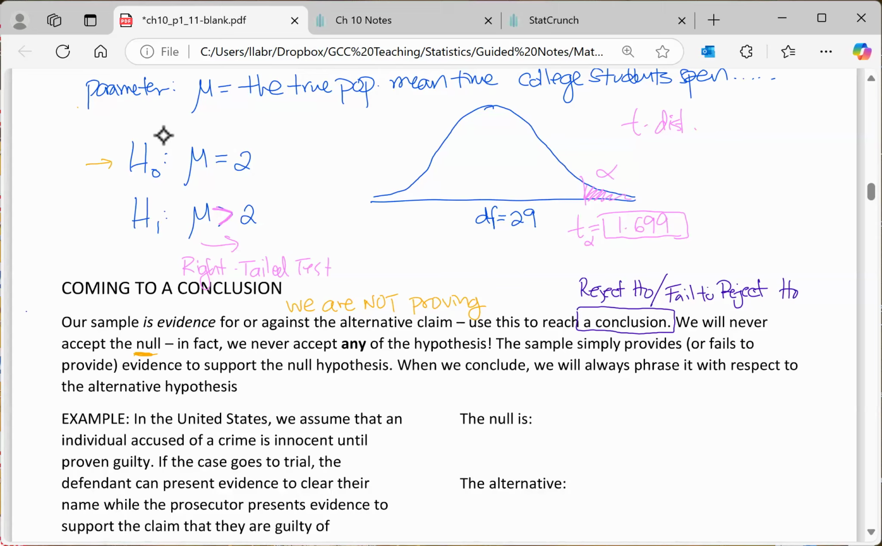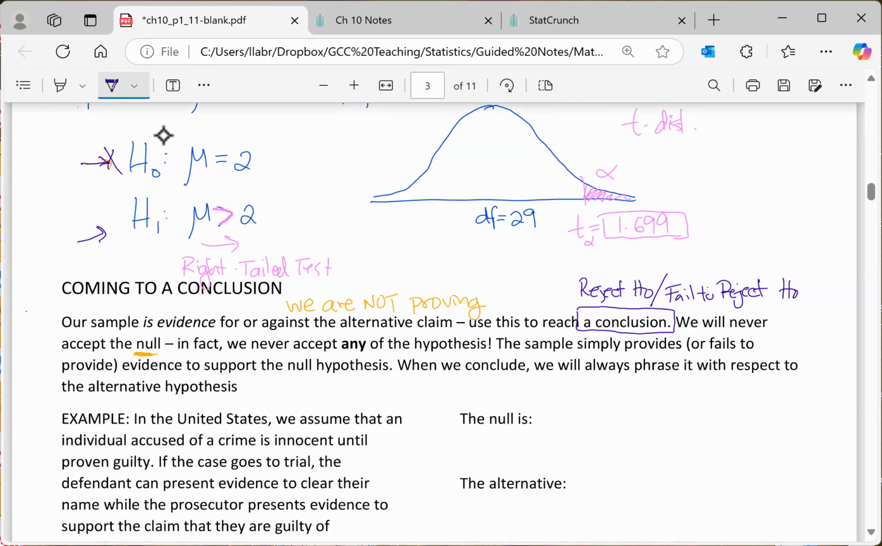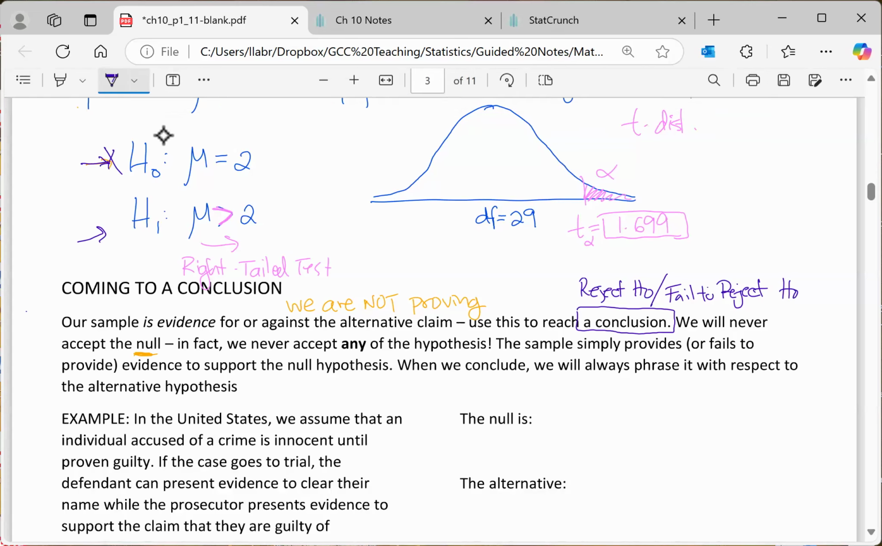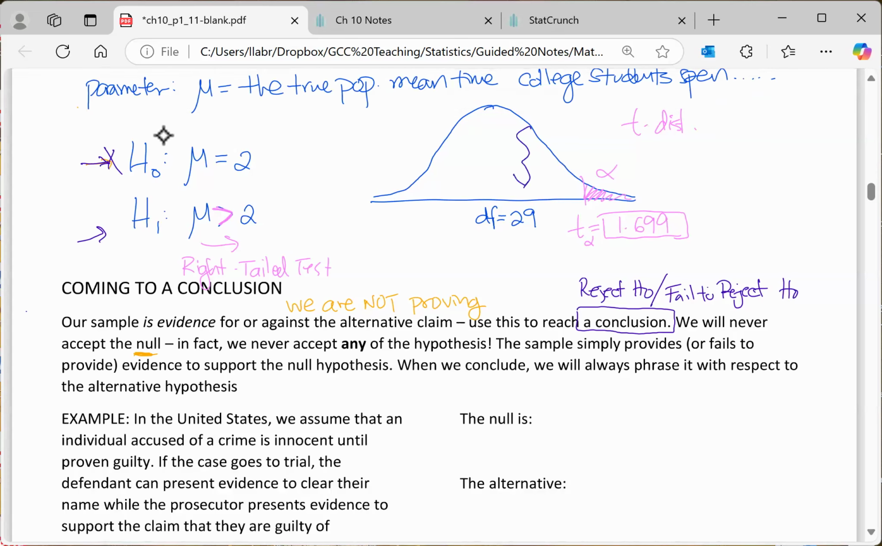Did your sample show evidence against the null? If it did, you're going to say, I reject the null. I don't think this is true. If you get a sample that lands somewhere you did not expect, you're not going to say that the center is correct. We're just going to say we fail to reject the null. Please make sure that you use that language. Whenever you have to reach a conclusion, it's going to be reject H0 or fail to reject H0.